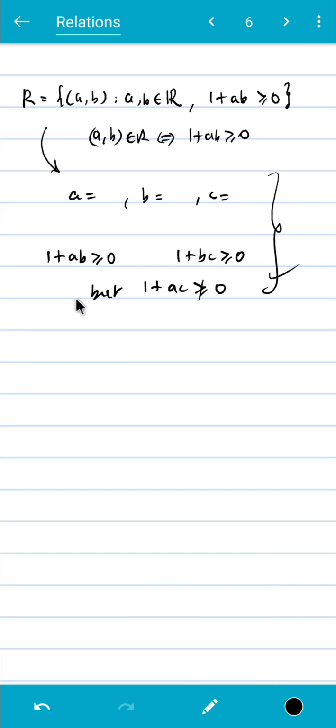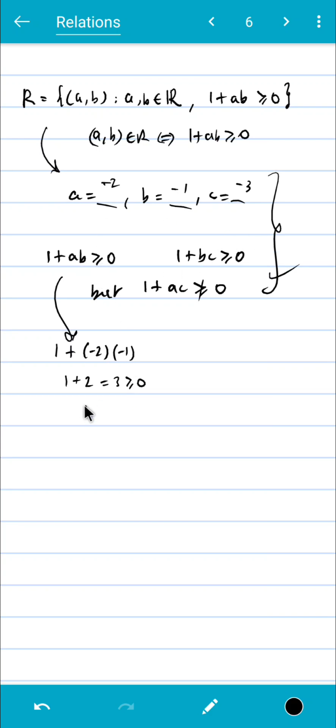Okay, so maybe some of these values need to be negative. Let's take a to be minus 2, let's take b to be minus 1, take c to be minus 3. So 1 plus ab gives me 1 plus 2, so this will be 3. Obviously it will be greater than or equal to 0. So this belongs. That means we have (a, b) belonging to R.